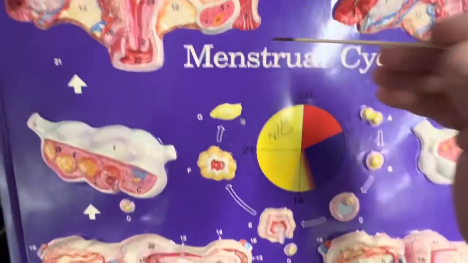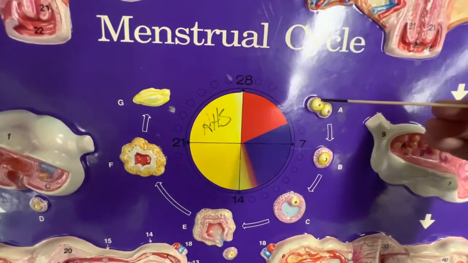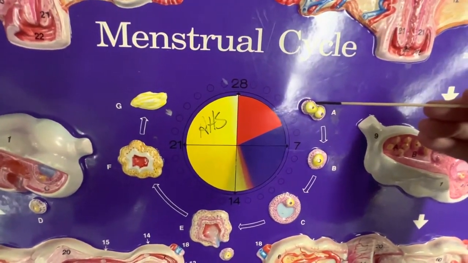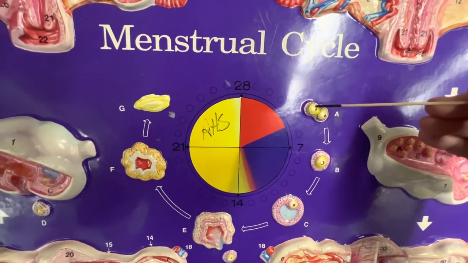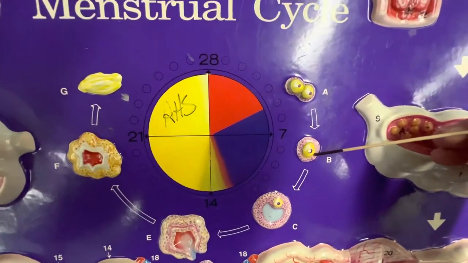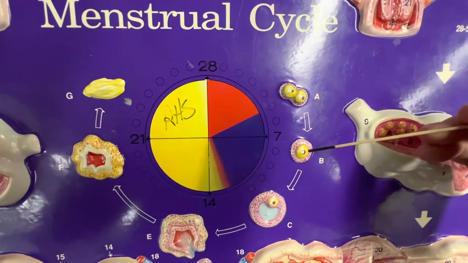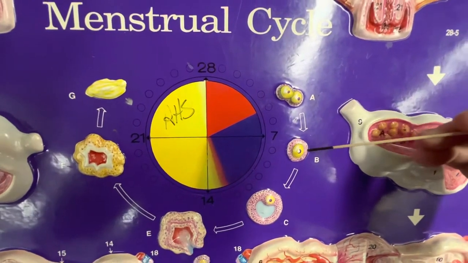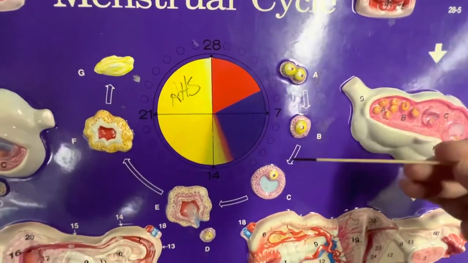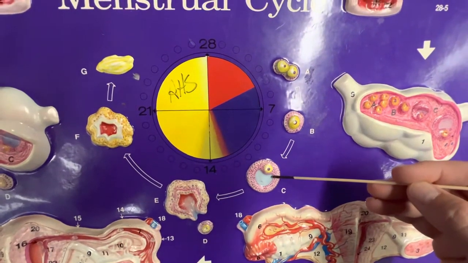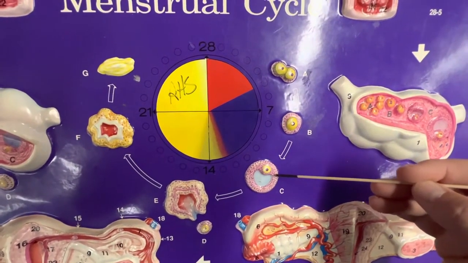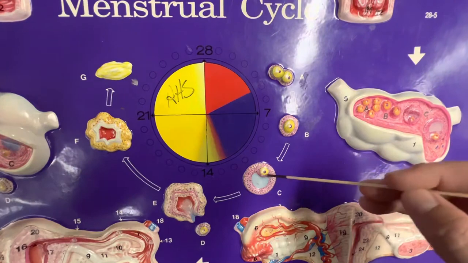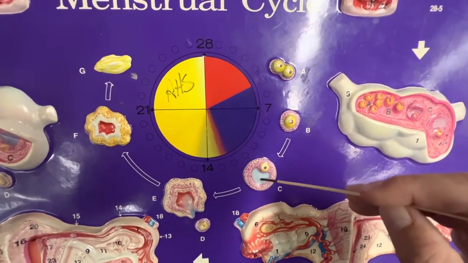So inside the ovary, we have these different phases. So we have the oocyte in yellow here, and then in B, we have the primary follicle with the oocyte with granulosa cells. And then here in C, we have the Graafian follicle with granulosa cells. And this is the antrum that's filling up with follicular fluid.